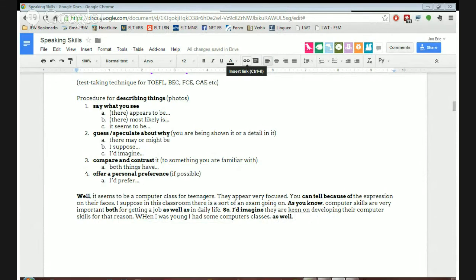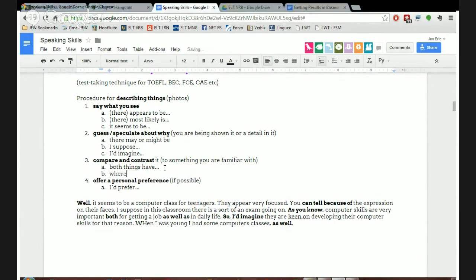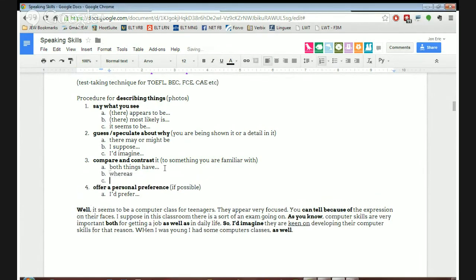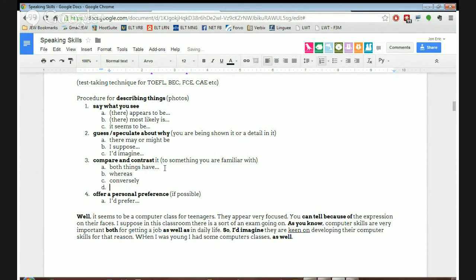So what I might add are a few words. I'll put these in the map as well, but for now I'll put them here. Whereas, okay? Conversely, this is a little bit more formal. Whereas, conversely, whereas the people in the first picture are very busy, those in the second picture are. Okay, that's comparing pictures.